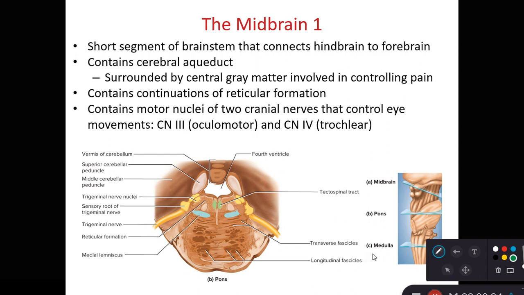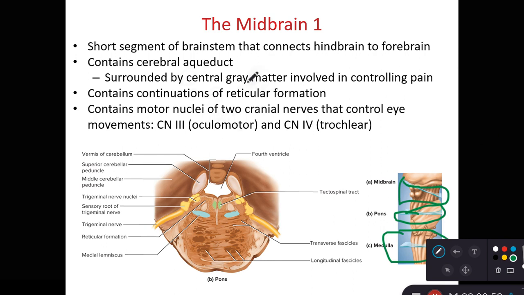So just to review, we've talked about the medulla oblongata, that's the inferior portion of the brainstem. We talked about the pons, which is superior to the medulla oblongata, and now we're going to be focusing on the midbrain. Now, as we look at the midbrain, it's a fairly short segment of the brainstem, and it's going to connect the hindbrain to forebrain. So when we say hindbrain to forebrain, that's a nice way of saying that the midbrain is kind of a relay station that helps to relay or connect many different parts of the brain.